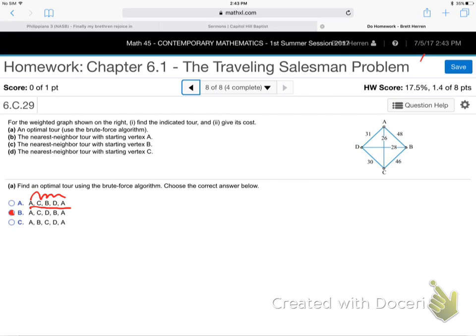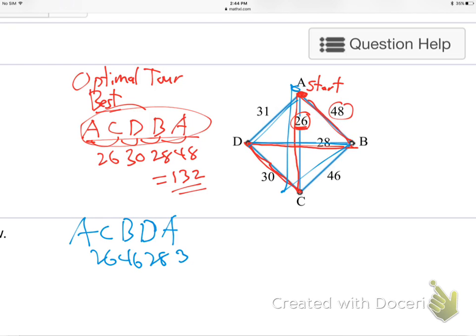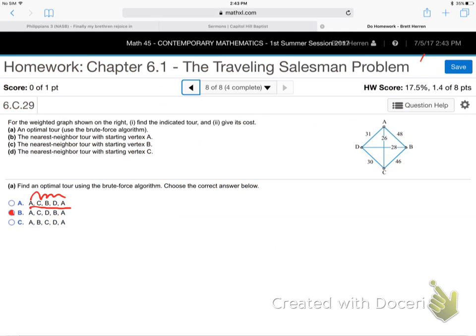I'll try it. A, C, B, D, A. If you start at A, go to C first, that's 26. Then to B, 46. And then to D, 28. And then back to A, 31. I don't think that's cheaper, is it? It is, yeah. What is it? 131? It beats it by 1? Okay, I guess that's a little better. And then, maybe there's another one even better.